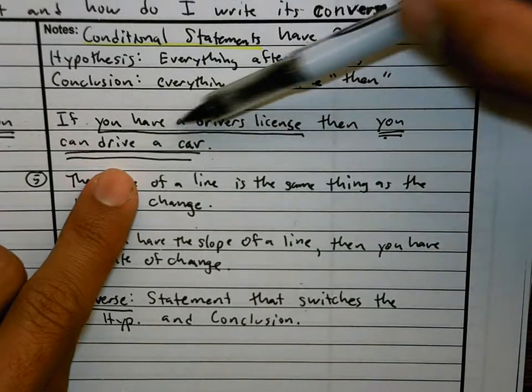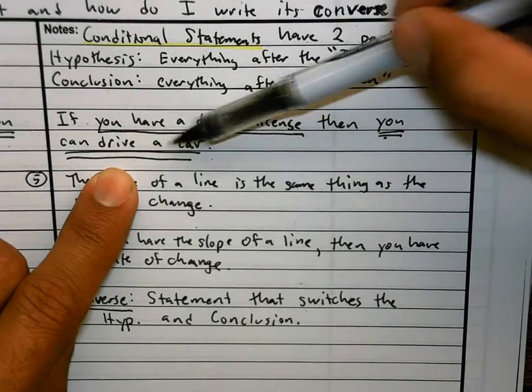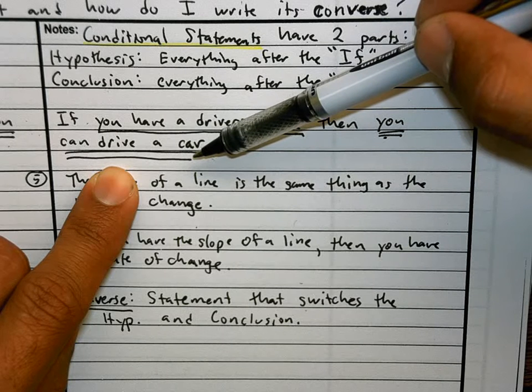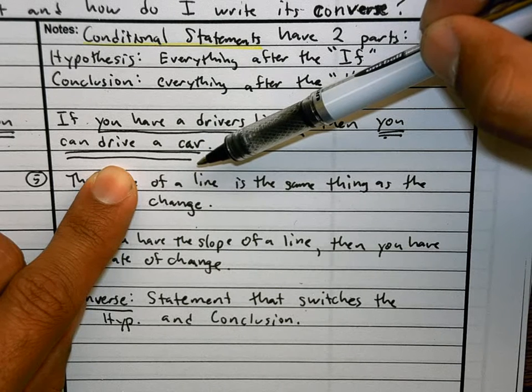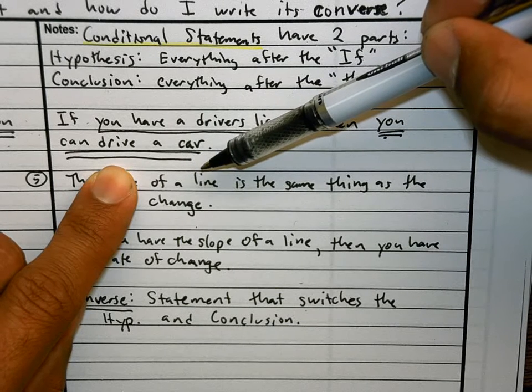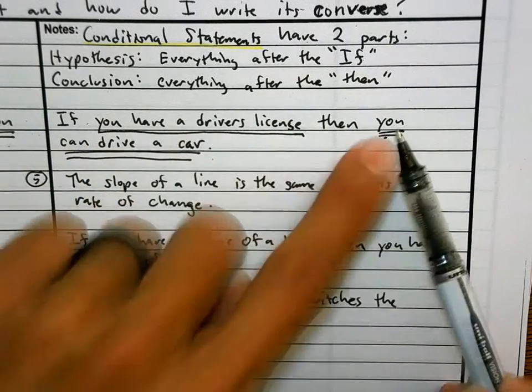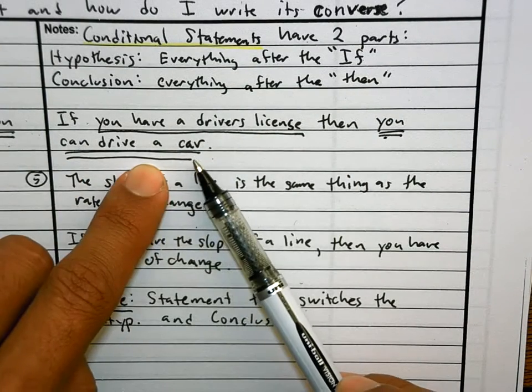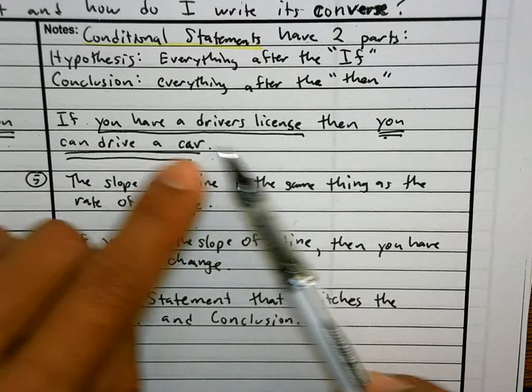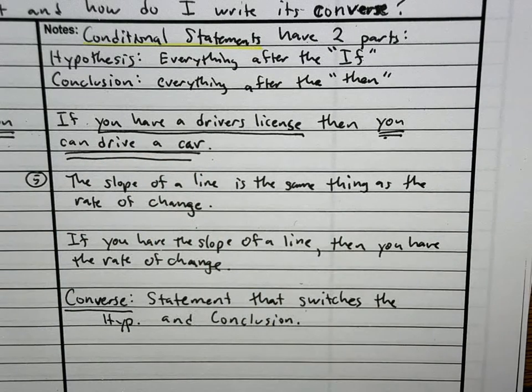If you have a driver's license, then you can drive a car. Okay? That is a conditional statement. If I want to write the converse of this conditional statement, if you can drive a car, then you have a driver's license. Now, that's how you write the converse. Sometimes the converse is going to be true. Sometimes the converse is not going to be true.